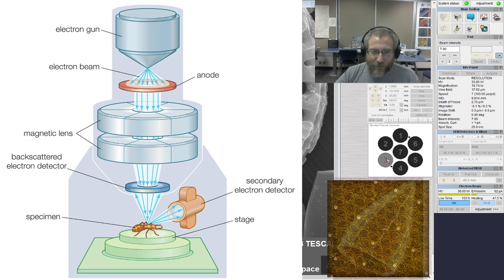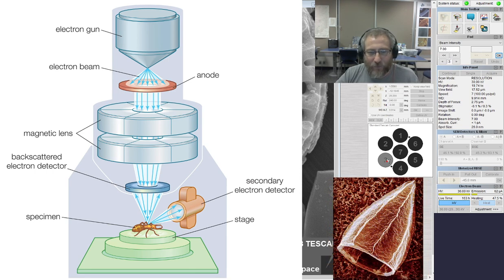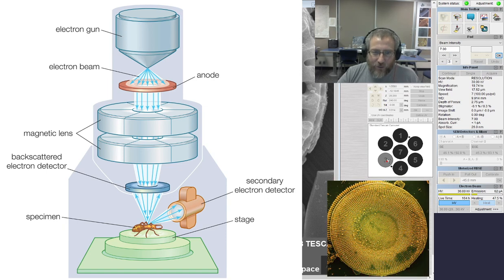And then our specimen is not an ant, of course, but a diatom, but it's the same idea. The electrons hit this specimen, and then electrons are knocked out of the specimen and into the chamber. And there's a positive charge on the secondary electron detector, which is this orange thing in this diagram.